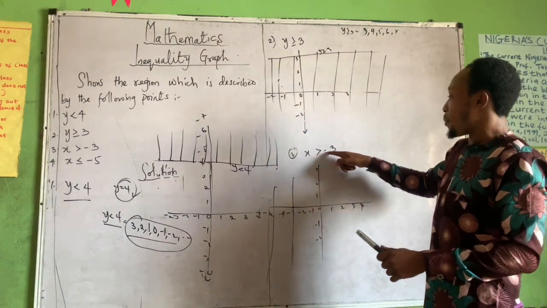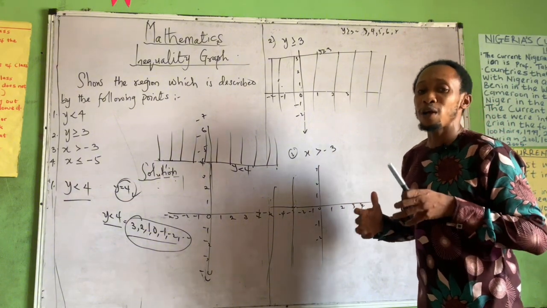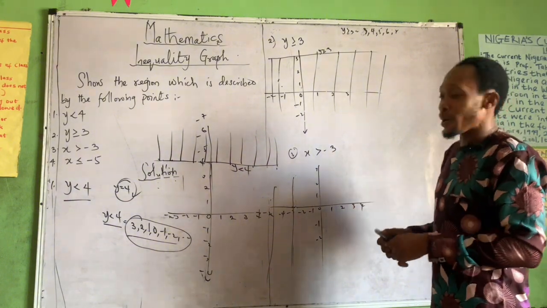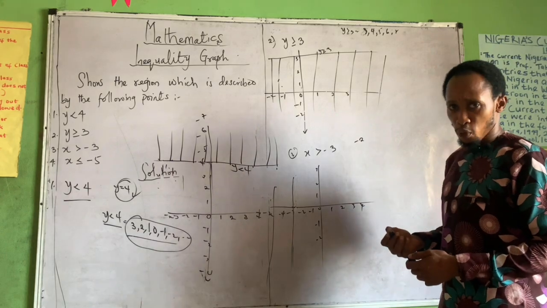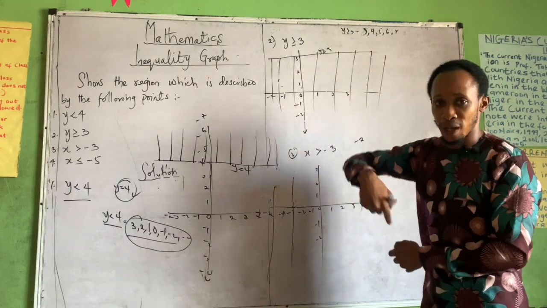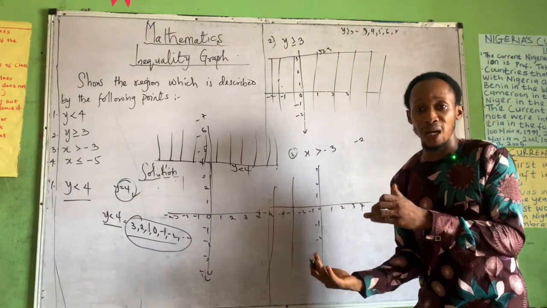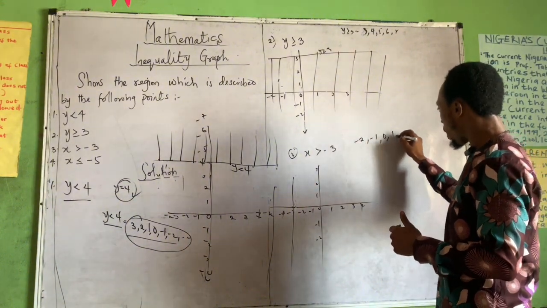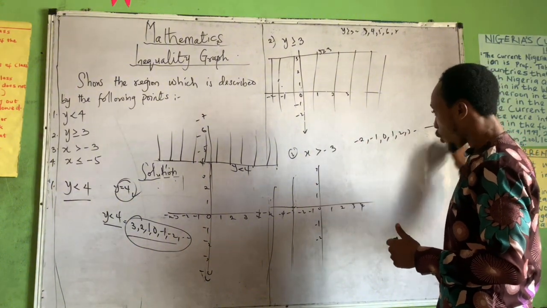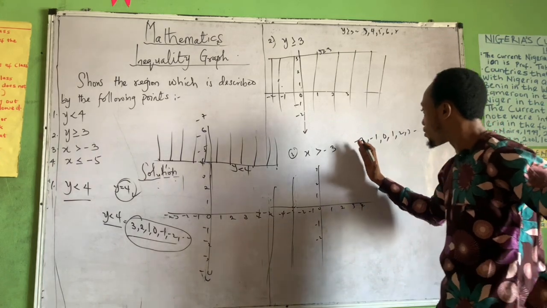x is greater than minus 3. What does that mean? All the values of x are bigger than minus 3. What are the values that are bigger than minus 3? Minus 2 is bigger than minus 3. I hope you know, the negative number of a lower number is always bigger than the negative number of a bigger number. So minus 1, 0, 1, 2, and 3, and so on. So the required region is this one.